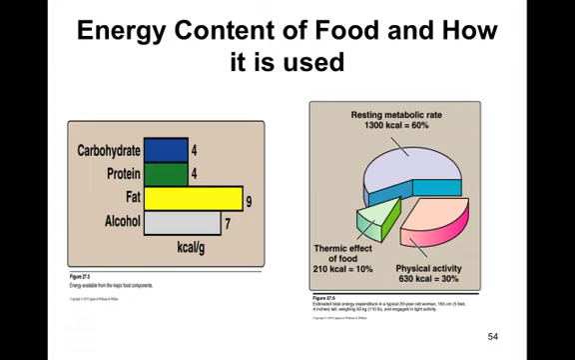The energy generated by metabolism of the macronutrients is used for primarily 3 energy-requiring processes that occur in the body. One is the resting metabolic rate, which uses up around 60% of your daily caloric intake. The next one is the thermic effect of food, which we'll talk about more. And then the third component is physical activity.